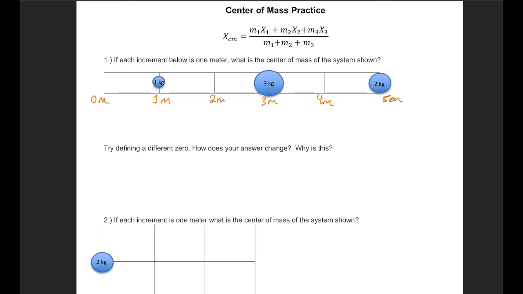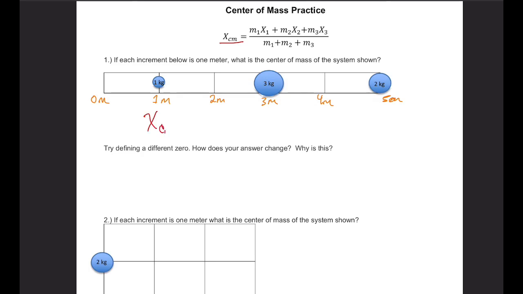And so that'll allow us to have an x value for each one of our masses. We have a 1 kilogram, 3 kilogram, and 2 kilogram mass kind of resting on top of this ruler. And we want to know where the center of mass location of the system is. We're going to ignore the mass of the ruler and just consider the mass of the blobs on top of it. So we'll fill in our parts to this equation.